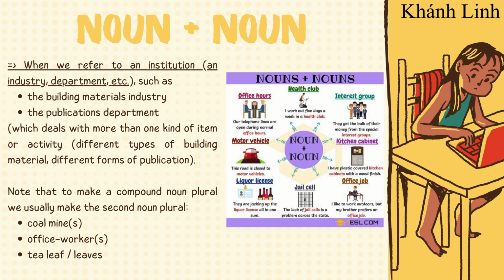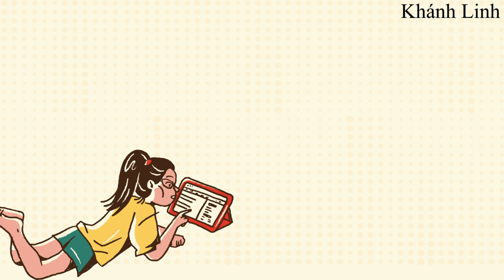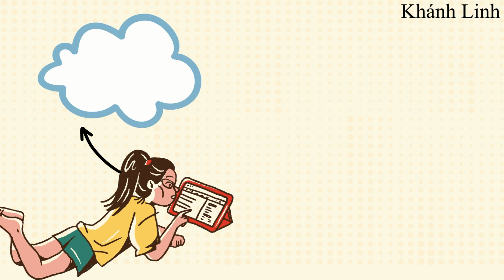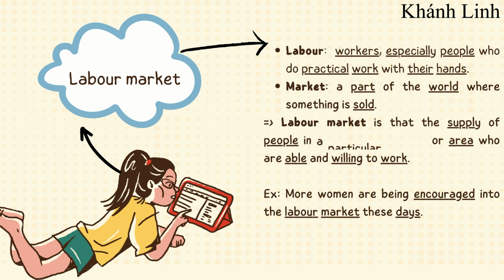Note that to make a compound noun plural, we usually make the second noun plural. For example, coal mines, office workers, tea leaves. And we have some examples for you. First is labor market. Labor means workers, especially people who do practical work with their hands.